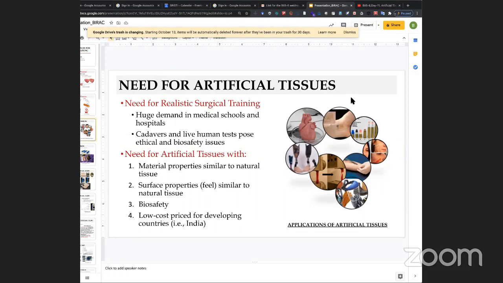So the material properties, like I said, need to be similar, the feel needs to be similar, it needs to be biosafe, and for India specifically, we need low cost artificial tissues so that this can be highly disseminated into different hospitals. Next slide, please.